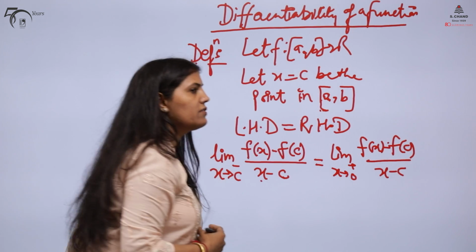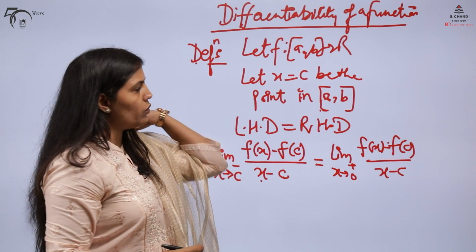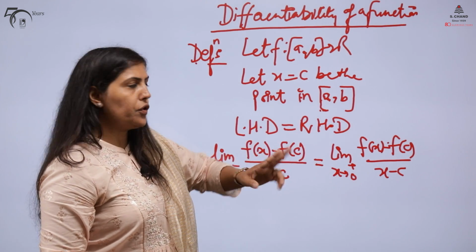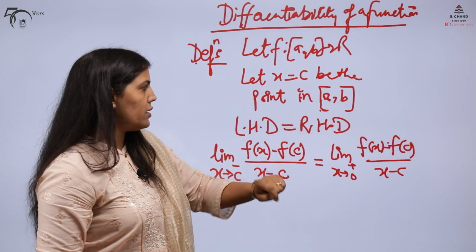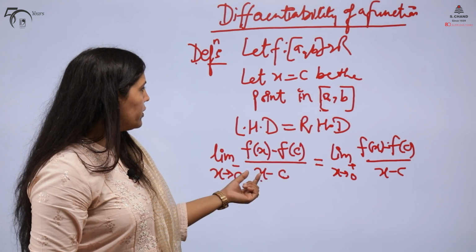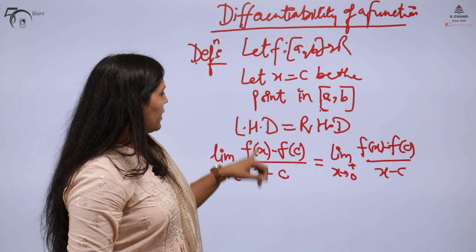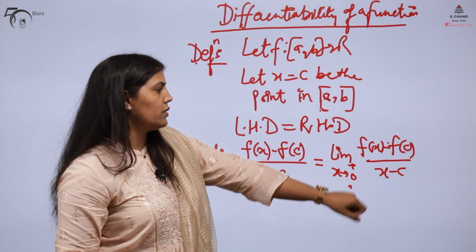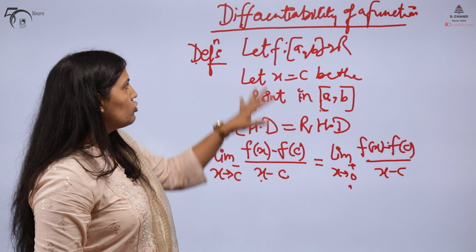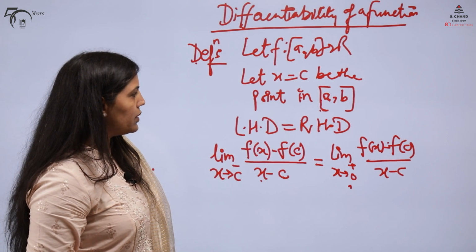If these two limits are equal, now we are not bothering about anything else. In continuity we have three things, left hand limit, right hand limit and f of c, the value of the function at that point. But for differentiability, only the left hand derivative should be equal to the right hand derivative if you are checking the differentiability at that point. So, this is the definition of differentiability.